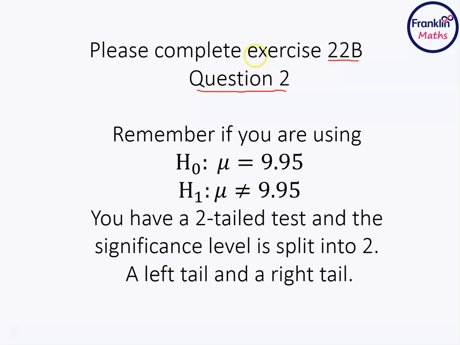One thing to watch out for though is if you're using a question that asks about a change, you must split the significance level into two. So if it's a 5% level, you'd have 2.5% either side, and you'd need to do both. Or you could use the symmetry. It doesn't really matter. Just watch out for those. So pause the video, have a go at question 2, and then press play when you're ready to move forward.